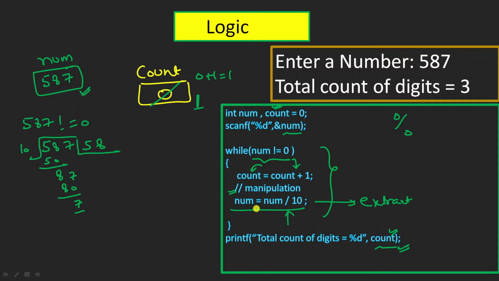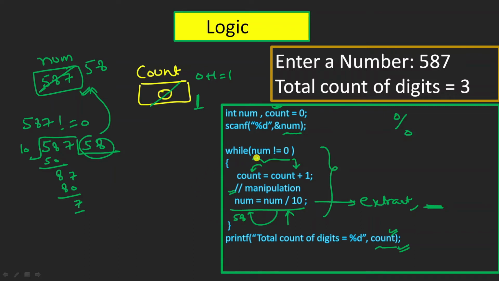Why? Because I am changing my number here. You can say this is the extract thing, or you can say I am changing my number to 58. So 587 divided by 10. Now my number has been updated to 58 because I'm taking the quotient. This is the quotient, so this gets stored inside here, 58. Correct? Now I have counted one digit also, and I have changed my number.